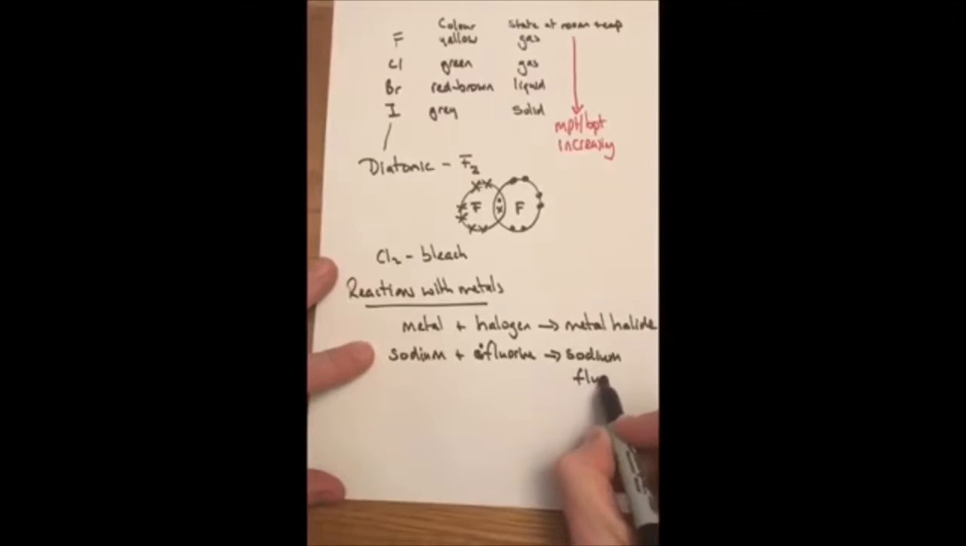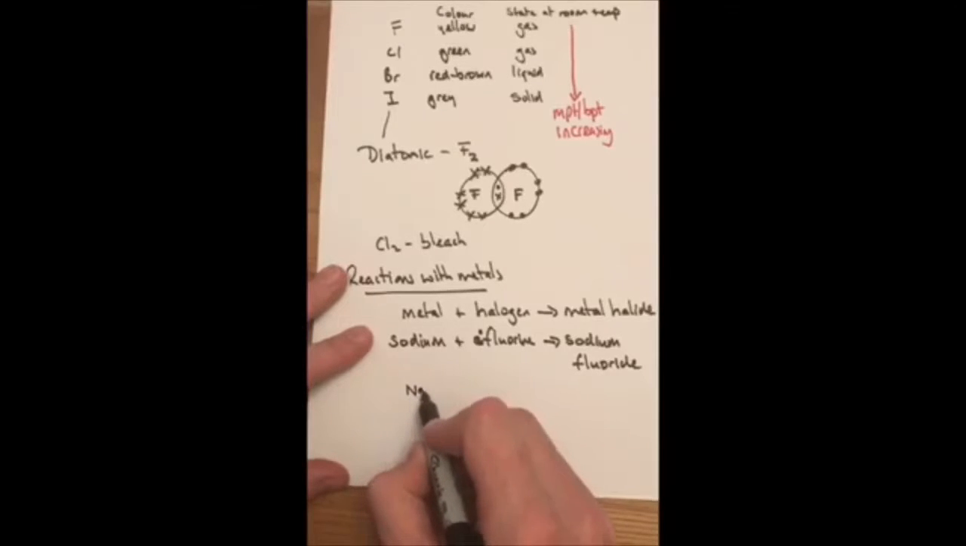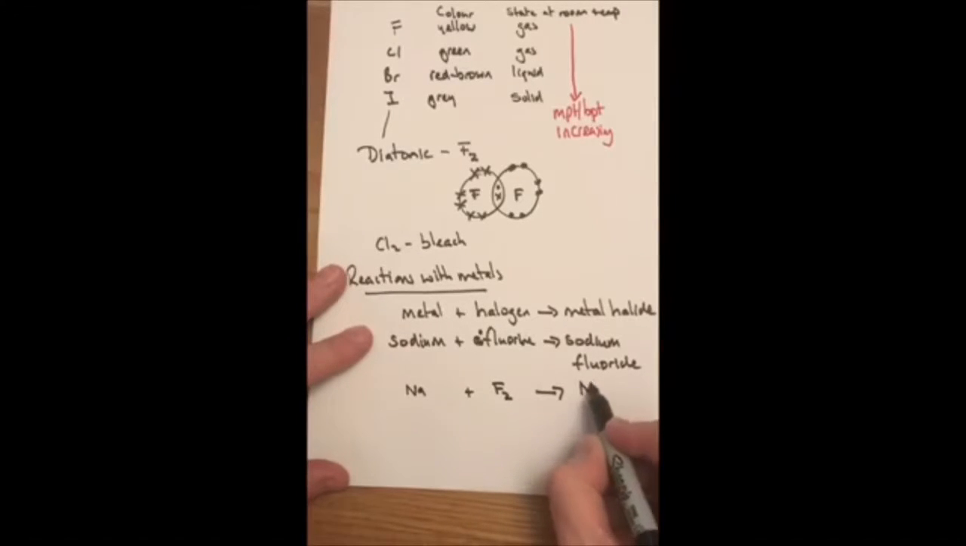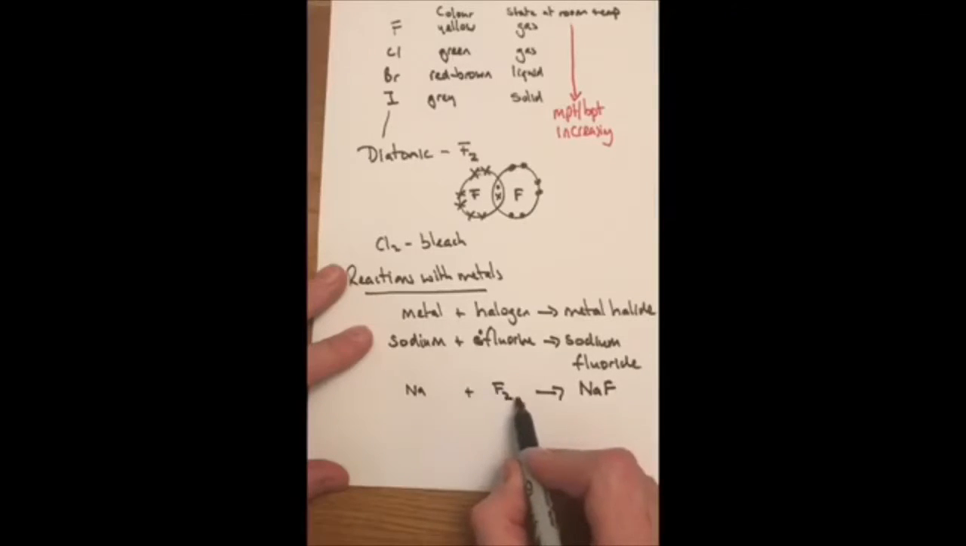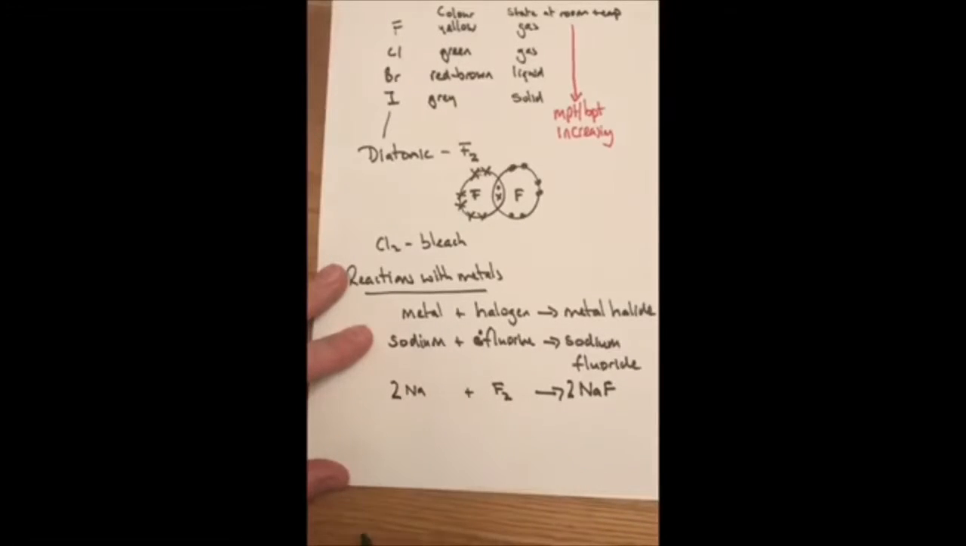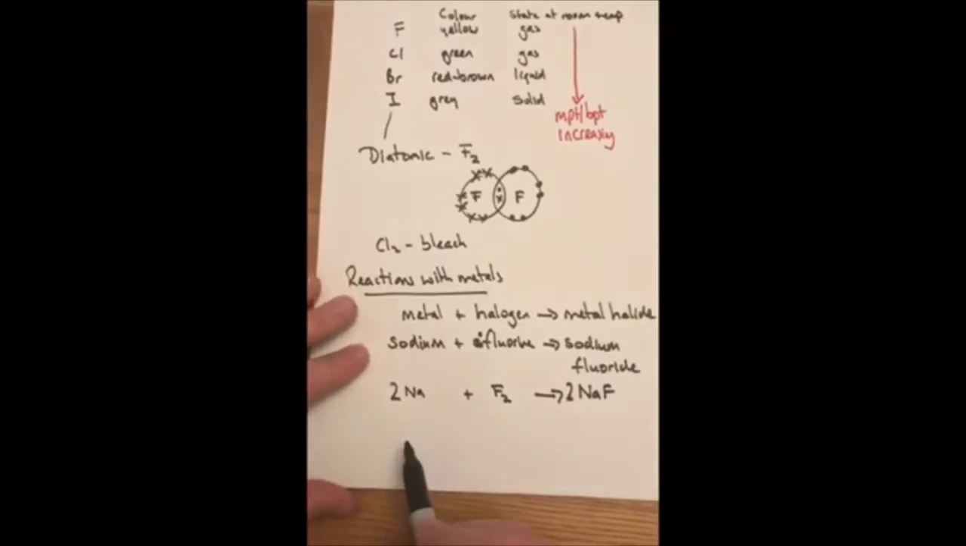sodium fluoride. Let's put it into symbols. So sodium is Na plus fluorine, remember diatomic, so it's F2, gives NaF, sodium fluoride. We've got to balance this, so there are 2 F's here, there's only 1 here, so we need a 2 there to make it 2 F's, that gives us 2 Na's, and therefore we need 2 Na's here to make that balance. If you're wondering how we've got this formula, NaF, please go back and have a look at the valency video, and that shows you how we work out those formulas.